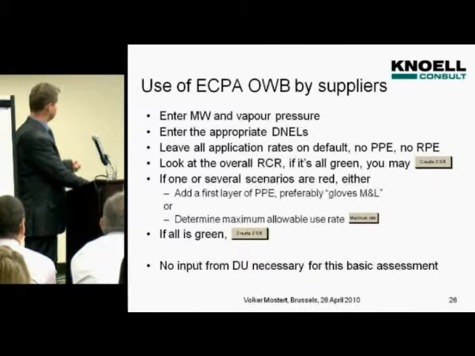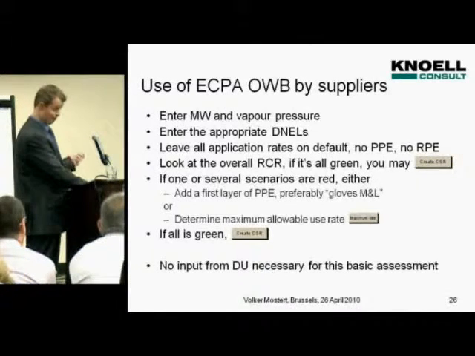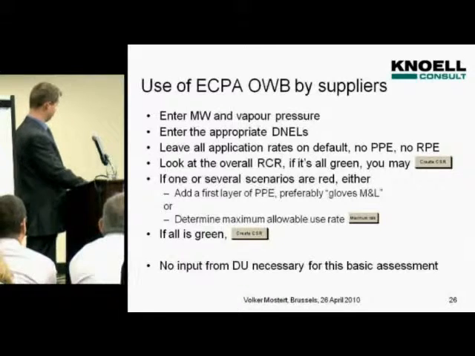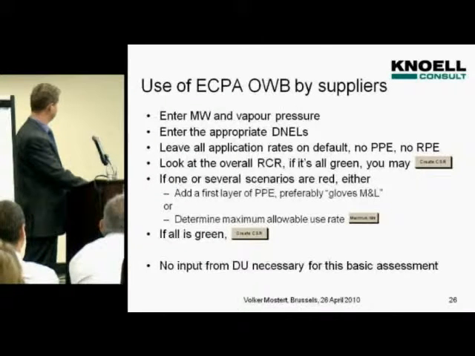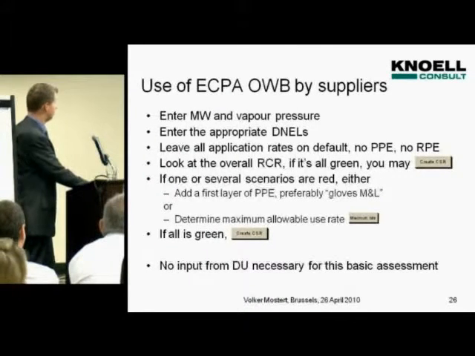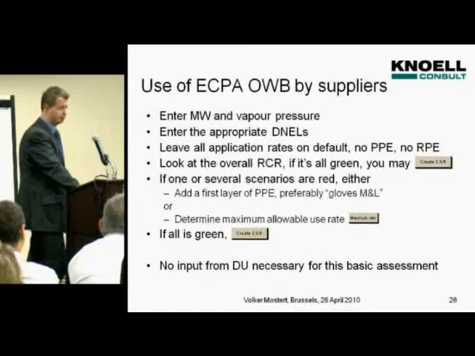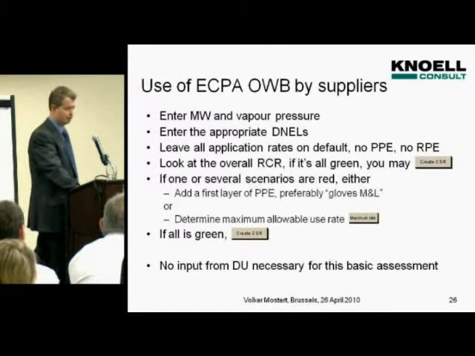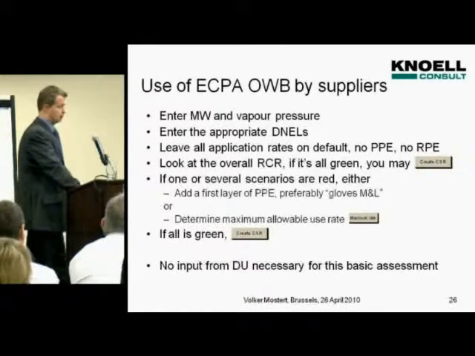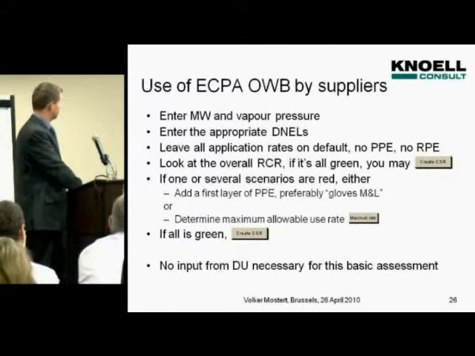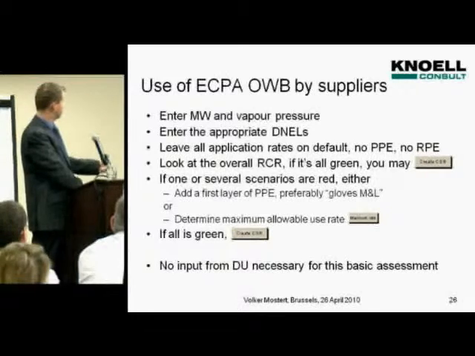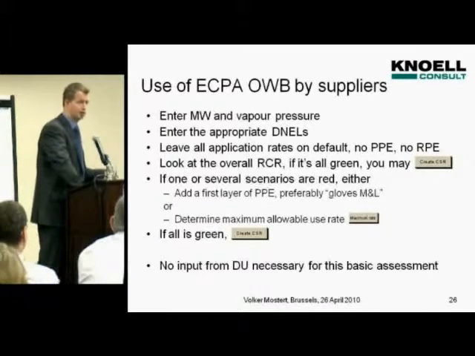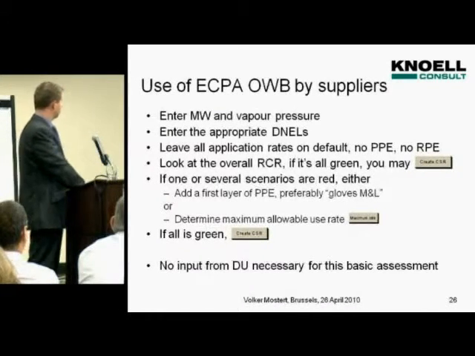So what you need to do is just enter molecular weight and vapor pressure. That's data that everybody must have under REACH, except for solids, but then you don't need it. Enter the appropriate DNELs. Leave all application rates on default, and no personal protective equipment and no respiratory protective equipment. Look at the overall risk characterization ratio, and if it's all green, you may hit a button that's called Create CSR, and I will come back to that later.